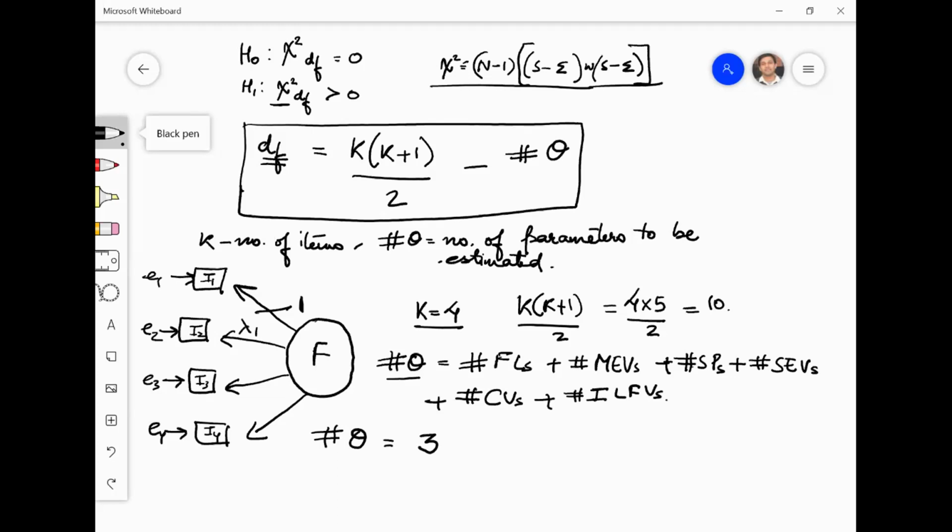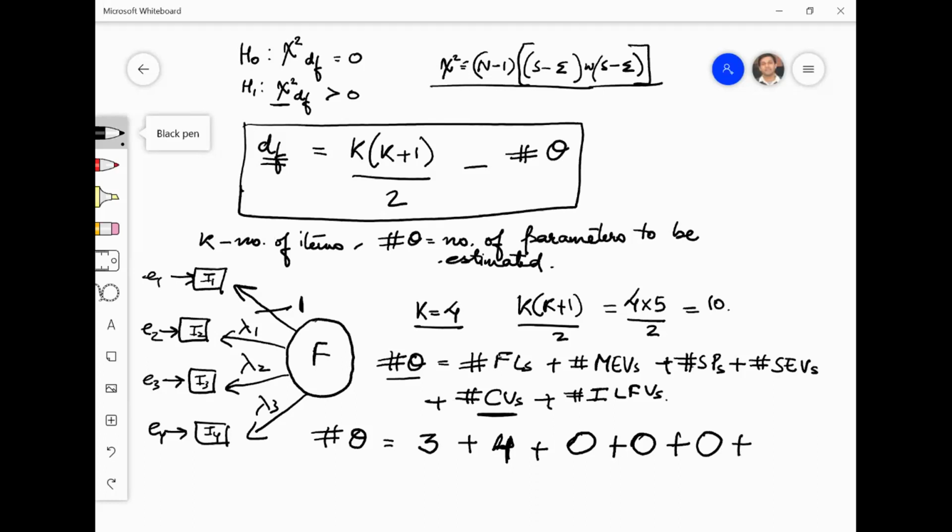1, lambda 1, lambda 2, and lambda 3. How many measurement errors? So there are 4. Therefore, there will be 4 measurement error variances that will be computed. How many structural paths? At this time, there is no structural path because it is just one factor. So it is 0. How many structural error variances? 0 because there is no structural path, right? How many covariances? At this time, there is no double direction arrow that we see in this diagram, 0.